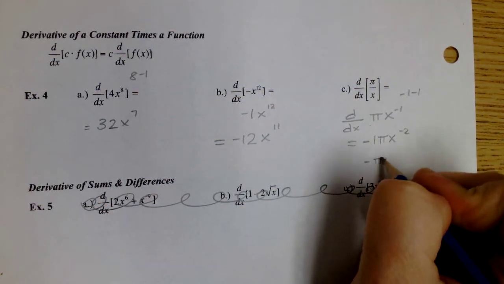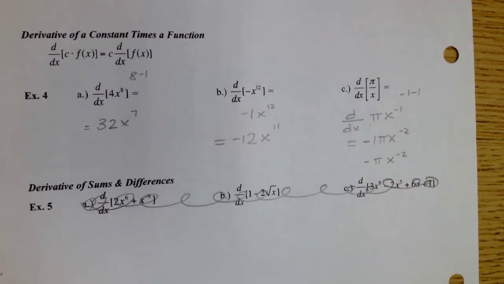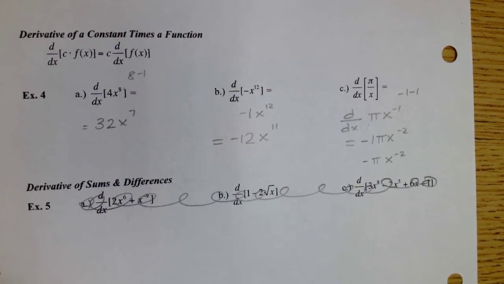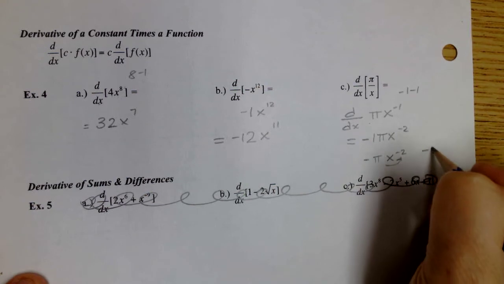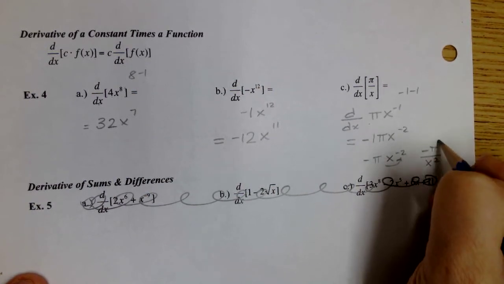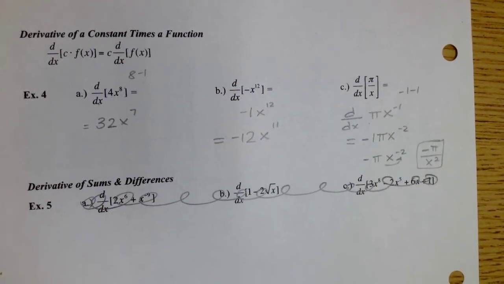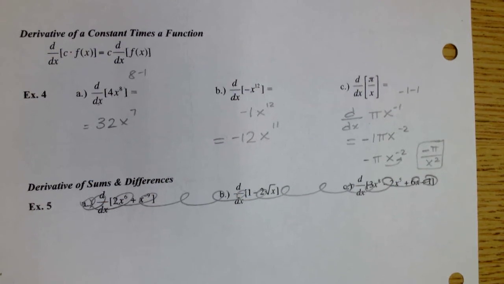So your answer could be negative pi x to the negative 2. But remember that negative 2 is only attached to the x. So this would be negative pi over x squared if you wrote it in its fractional form. You should be able to leave your answers with negative exponents, though. That is perfectly fine in calculus.